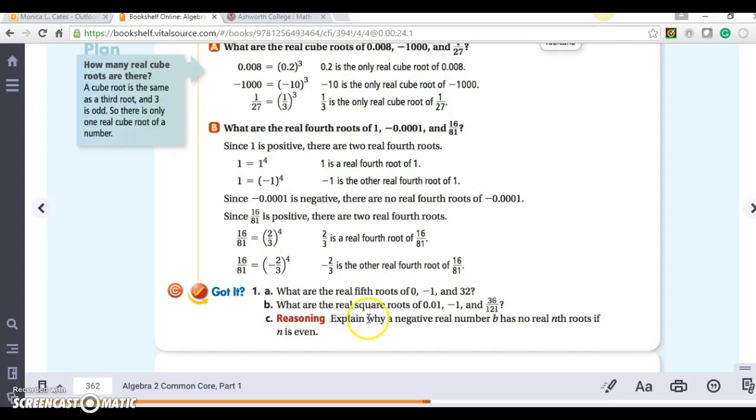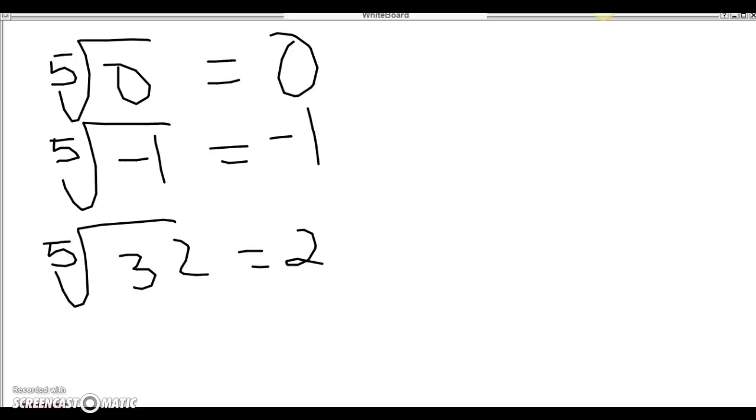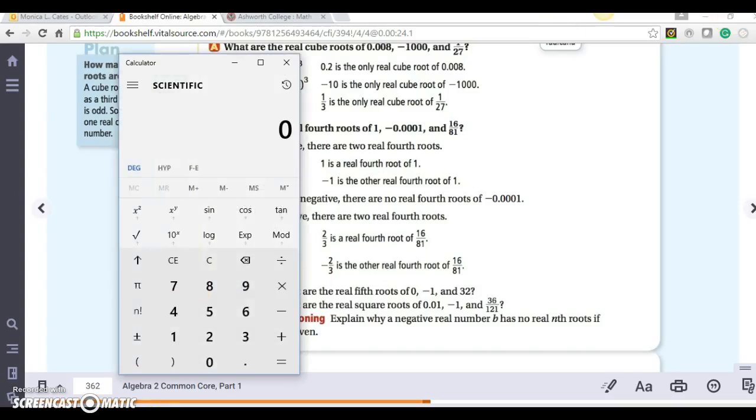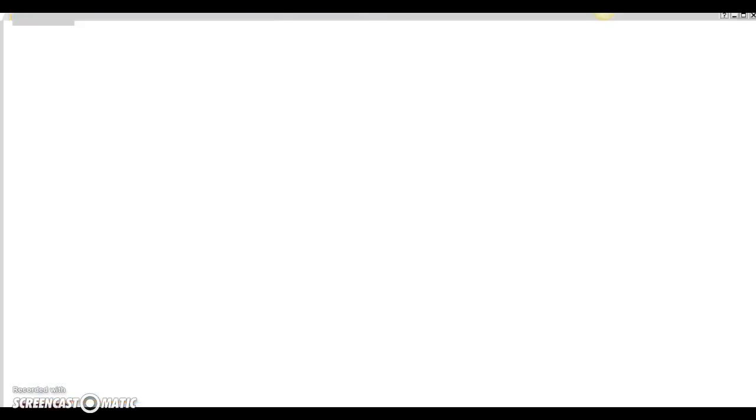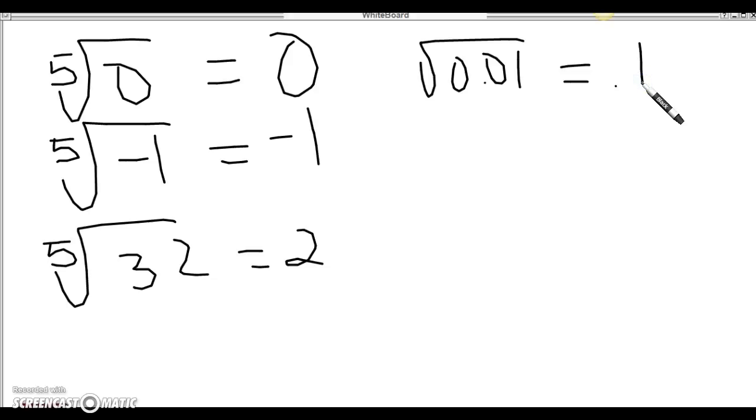Looking at part B, what is the square root of 0.1? When I do a square root, that's the only one that doesn't need the index number. It's understood that if there's nothing there, it's dealing with 2. So the square root of 0.1, let me make sure. Let me see. The square root of 0.01 is 0.1. Yeah, just like I thought. So 0.1, and I also have negative 0.1. So I have 2 answers for square roots.